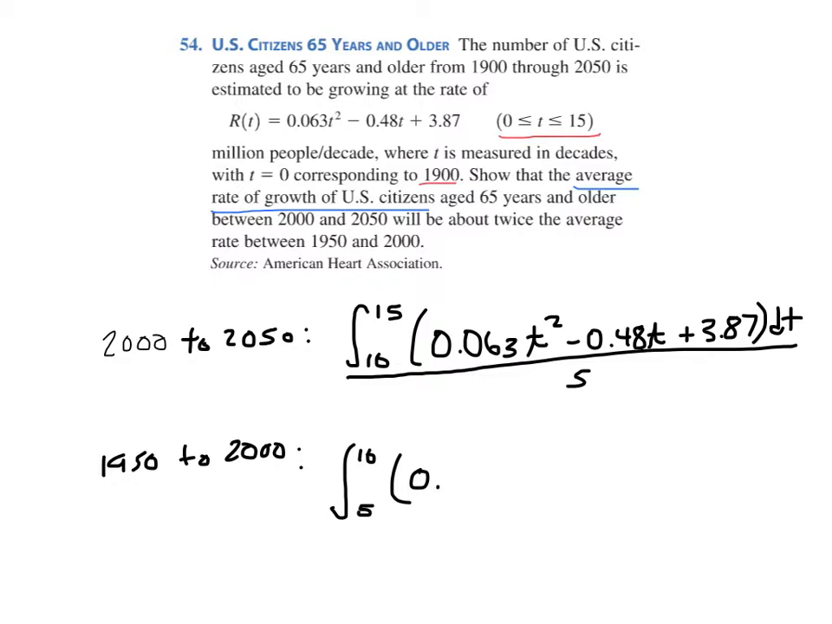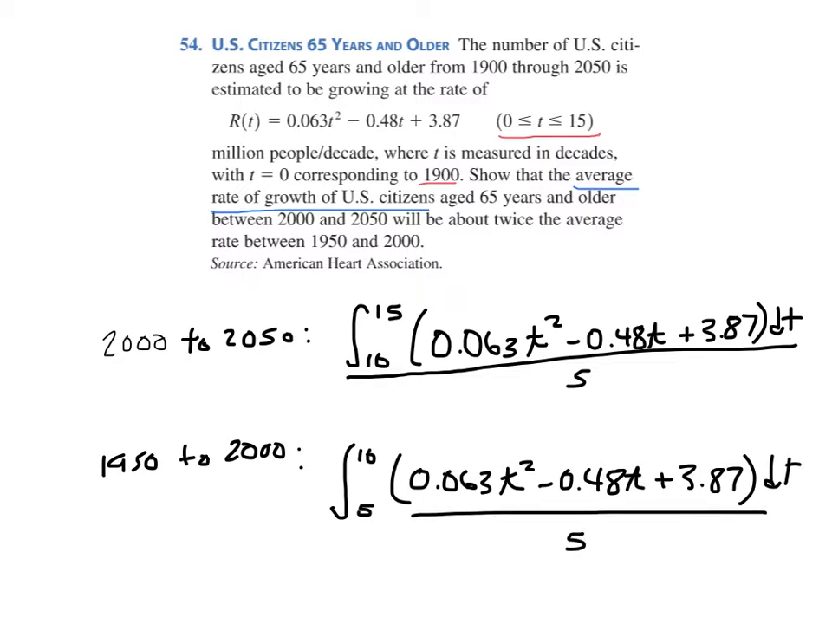This is 0.063 t squared minus 0.48 t plus 3.87 dt, and we're going to divide that by 5. The whole thing, the whole integral, not just the function there. So you do the definite integral, and when you're done, you divide by 5.